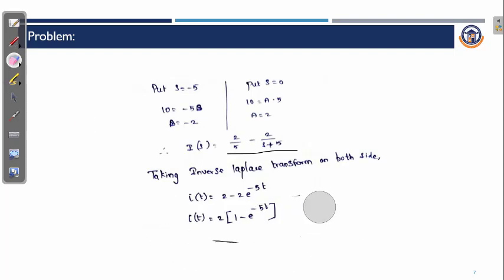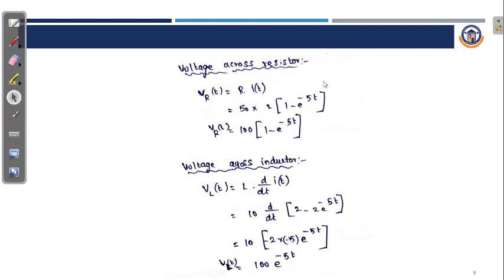Next, we have to find the voltage across the resistor and inductor. So voltage across the resistor: V equals I into R. R value is 50. I value is 2 into 1 minus e power minus 5t. So 2 into 50, 100. So the voltage across the resistor is 100 into 1 minus e power minus 5t.